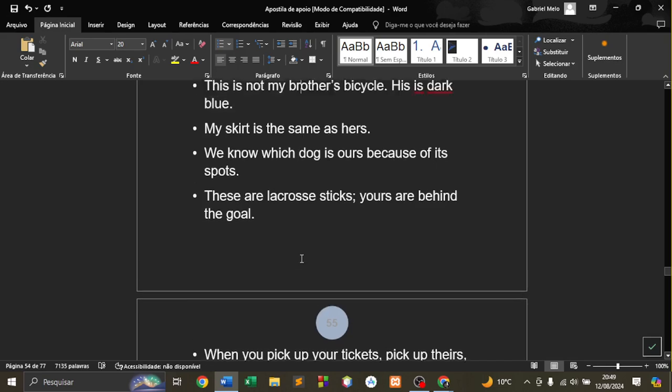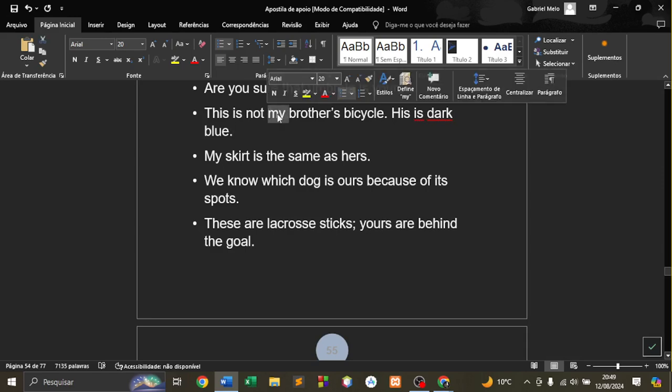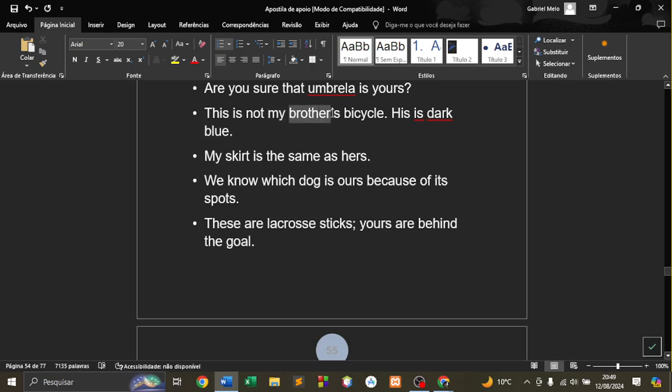Okay. This is not my brother's bicycle. It is dark blue. So what is the possessive pronoun here? Brother's? No. My. My is a possessive adjective. Pay attention. If it was a possessive pronoun, I would not have a noun after it. Oh yeah. So it's his. His, exactly. Why is his a possessive pronoun instead of a possessive adjective? Because after his, there is not a noun.